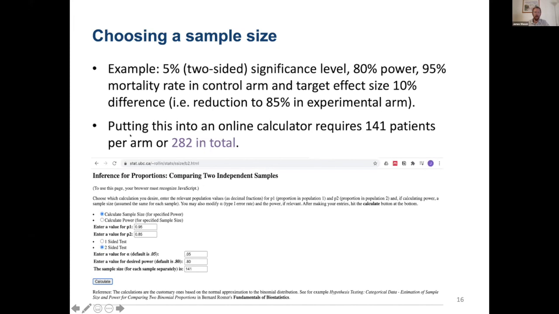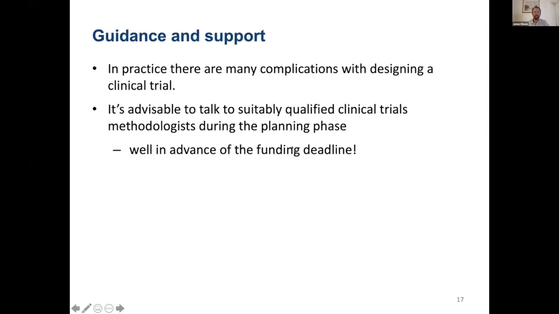Then putting all of this into an online calculator, for example, and this is a fairly simple case where you can do this, putting those values in leads to a sample size required of 282 in total. We might want to consider that some patients won't stay in the trial for the whole 5 years, and they might drop out for other reasons. If that's expected to happen, then we might want to increase that so that we have around this number at 5 years. So that's just to give you an example of a sample size calculation and a design.